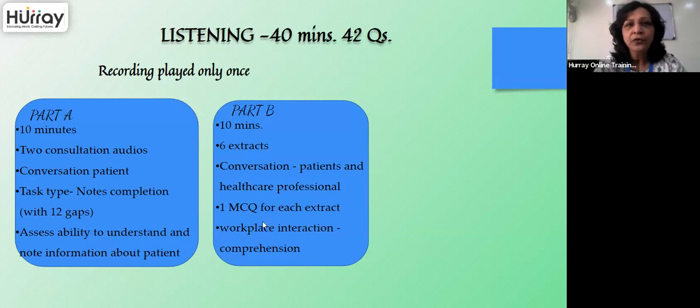And this is an MCQ kind of question, which is multiple choice question. You have a question and you'll have to read the options and mark any one answer. You have to just shade the circle. Either it will be A, B, or C. There will be 6 questions, one after the other.